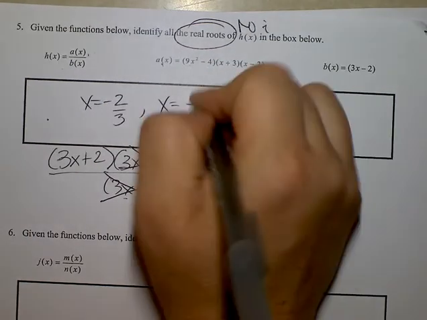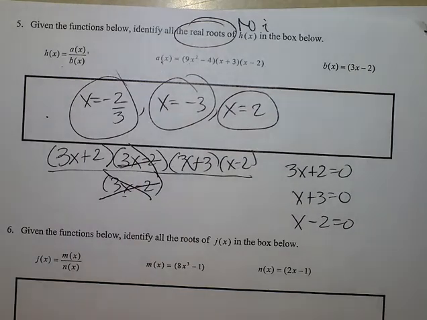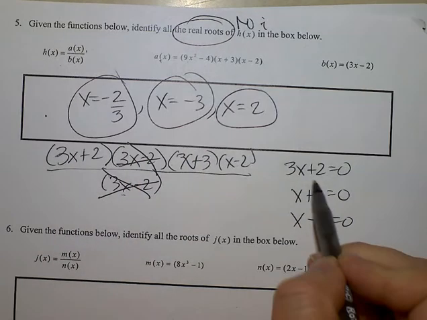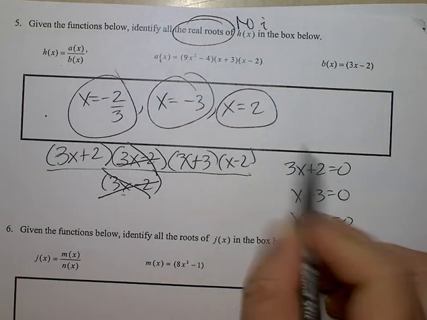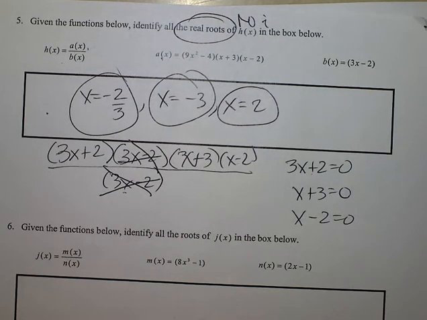We were told we only wanted answers that were real. They had no i's, and I could see that the answers do not have any i's. So you're welcome to show your work by subtracting 2 and dividing by 3, subtracting 3, and adding 2. Thumbs up or thumbs down for this problem?